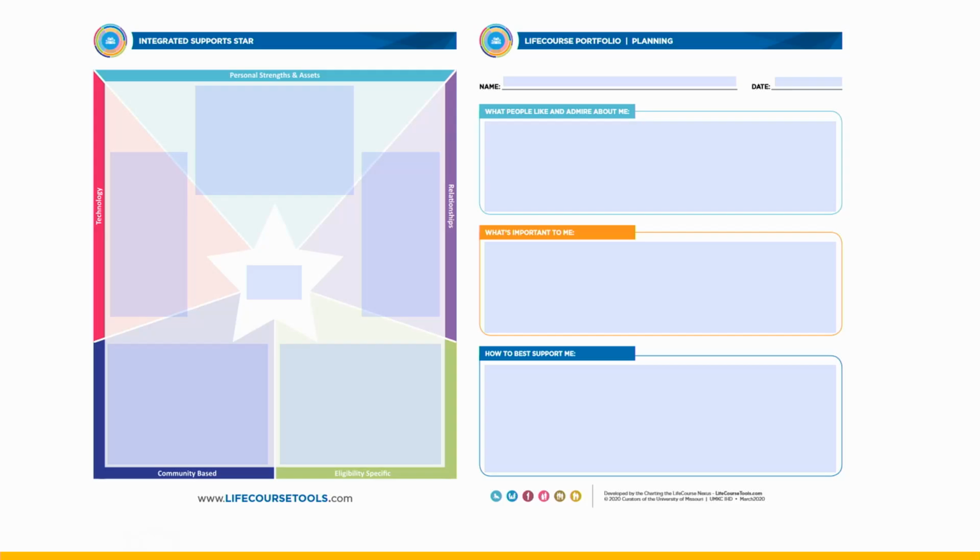And then as part of this 1-page profile, you can share this with people, so you can tell people about the person you're doing this for. So what do people like and admire about me, what's important to me, and how best to support me? If you've done a person-centered plan, that is in a person-centered plan. These are great tools to use if you work with direct support professionals or PCAs who are coming in and providing supports. As they come in, they can learn about the person they're supporting in a way that makes sure you're hitting the high points.